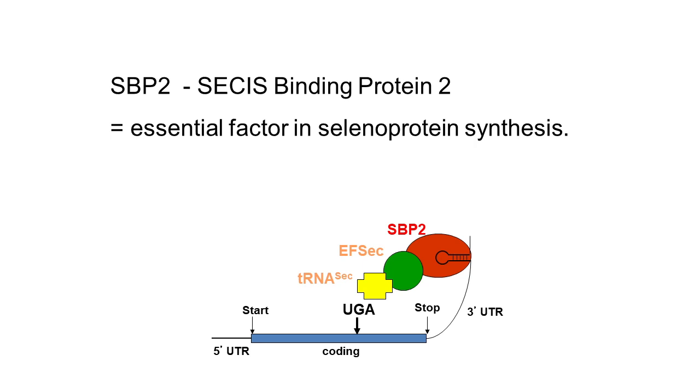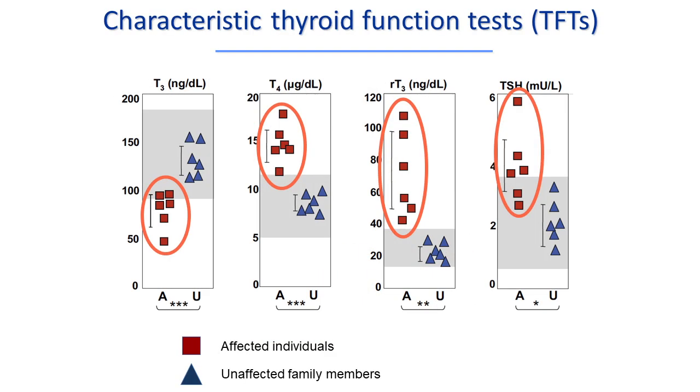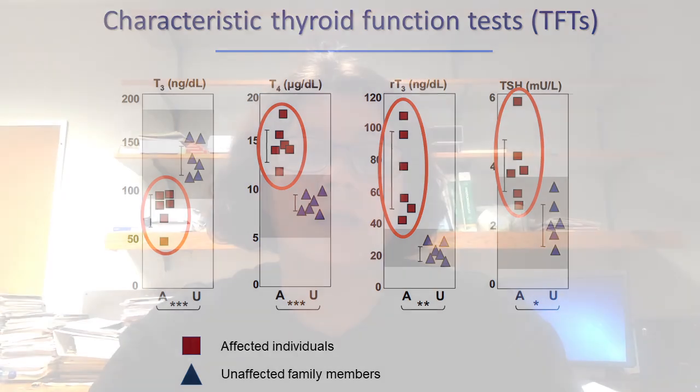Sbp2 stands for SECIS binding protein 2 and is an essential factor for the synthesis of the 25 known selenoproteins. Patients with defects in the Sbp2 gene manifest a characteristic thyroid phenotype with low T3, high T4, high reverse T3, and mildly elevated TSH. This is due to the fact that the enzymes that metabolize thyroid hormone are selenoenzymes, the deiodinases. Additional families have been identified based on the pathognomonic thyroid phenotype, and a complex syndrome with multiple additional features has emerged.